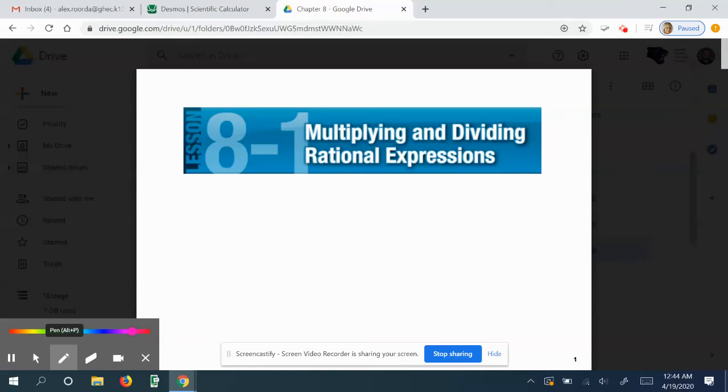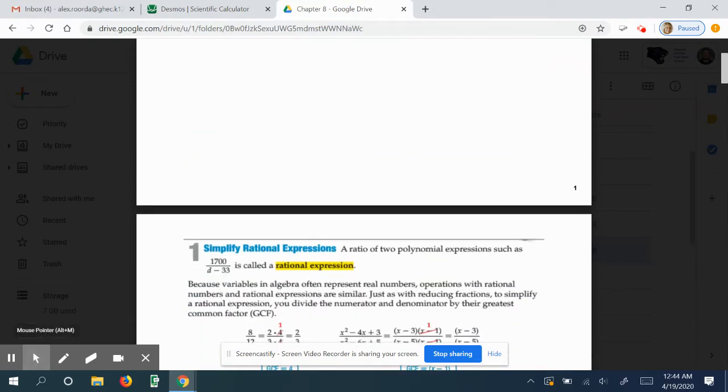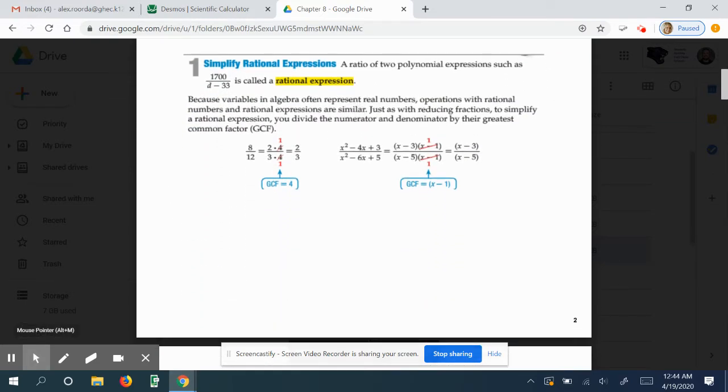So now we're going to be moving into chapter 8, which is going to talk about rational expressions, graphing, multiplying, adding, subtracting, all that kind of good stuff. So in chapter 8, we're going to be talking about multiplying and dividing rational expressions. Now, what is a rational expression? Well, a rational expression is any ratio of two polynomial expressions.